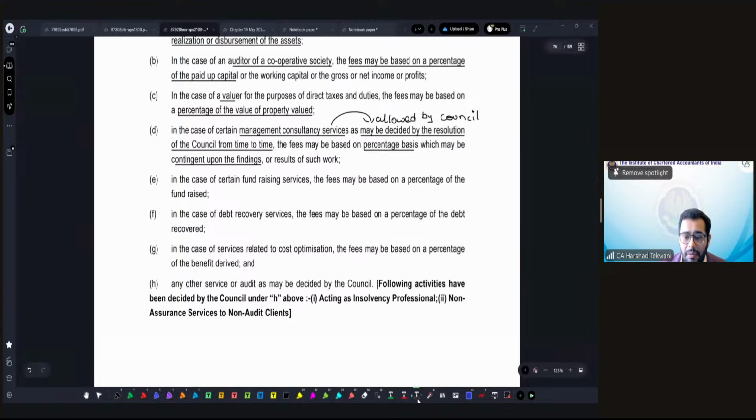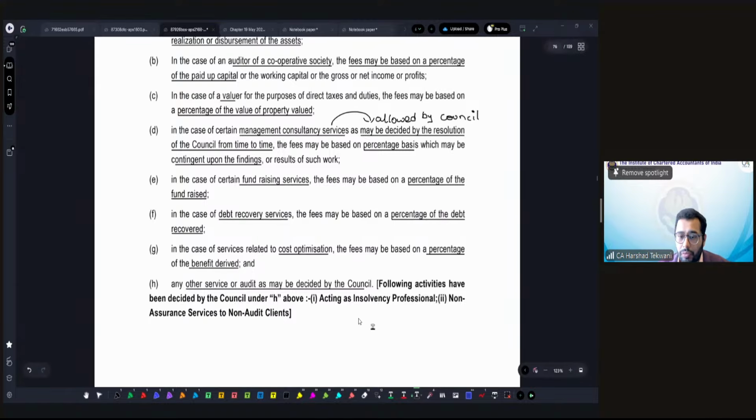Fundraising service may be charged as a percentage based on funds raised. Debt recovery service is based on the percentage of debt recovered. Cost optimization service, fees based on the percentage of benefit derived. And any other service or audit as may be decided by the council.